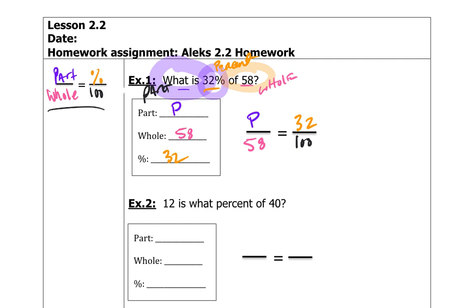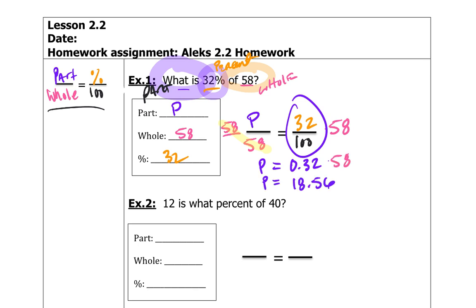Now, if we look, P is being divided by 58. How do you undo division by 58? You multiply by 58. So you multiply both sides by 58. This should look a little familiar. So when we do that, we just got rid of the 58. So now what we have is P equals, now we can do some math here. 32 divided by 100 is 0.32 times 58. You're going to get P equals 18.56.